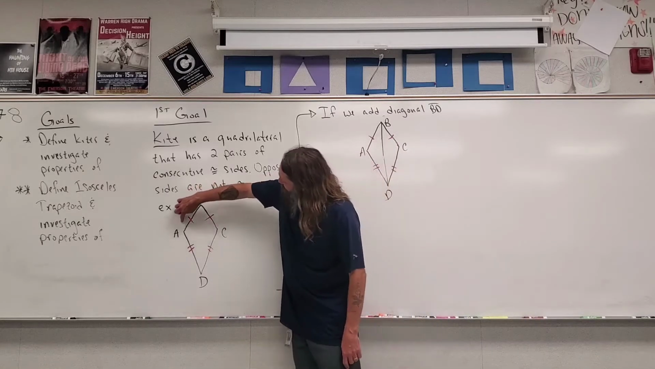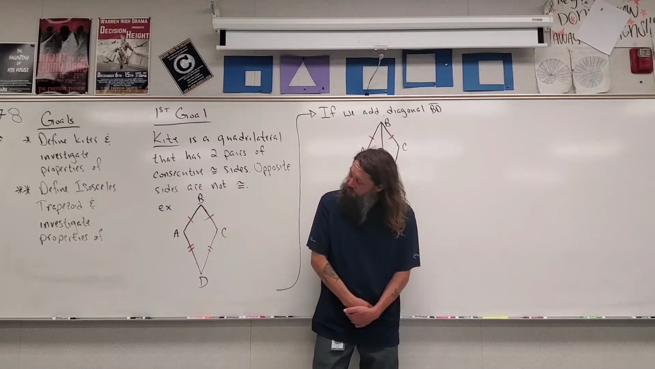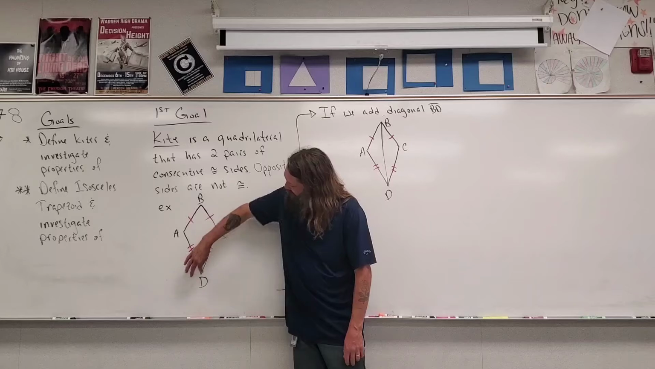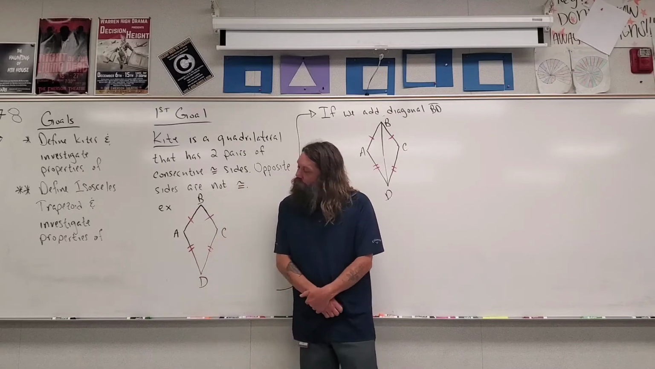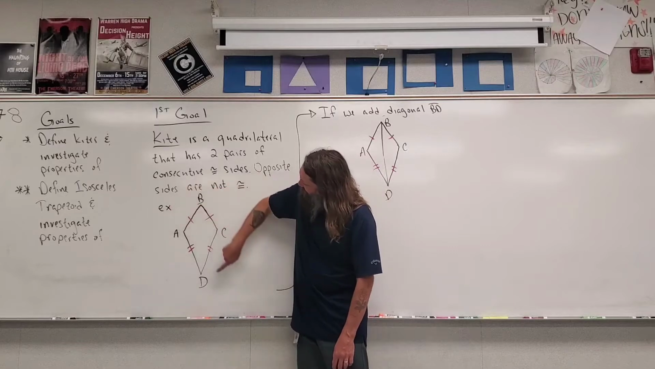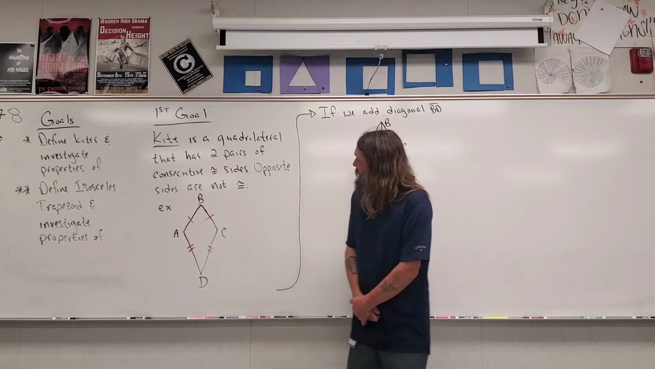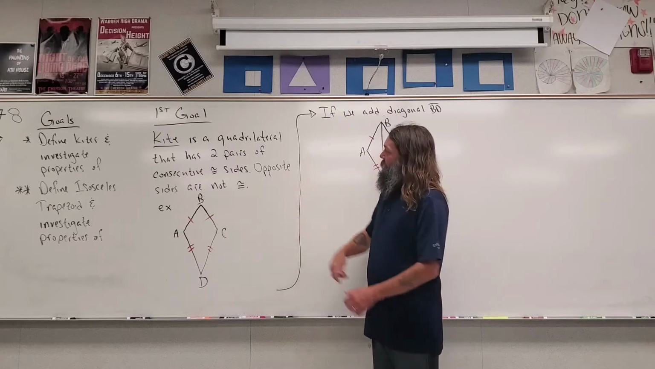Notice that side AB and side BC are congruent. Those are consecutive, they're next to each other. Side AD and side CD are congruent, those are consecutive and they're next to each other. And side AB is not congruent to side DC because those would be opposite sides congruent, and that goes against the definition of a kite.